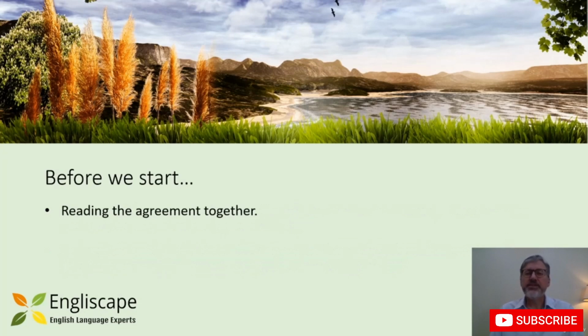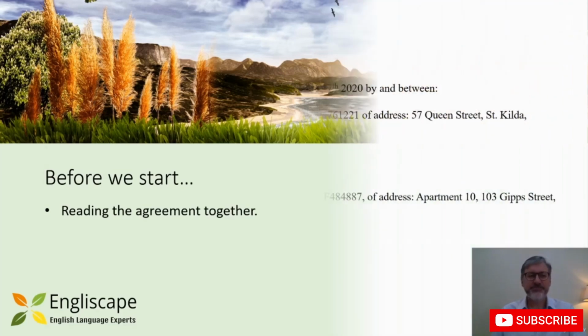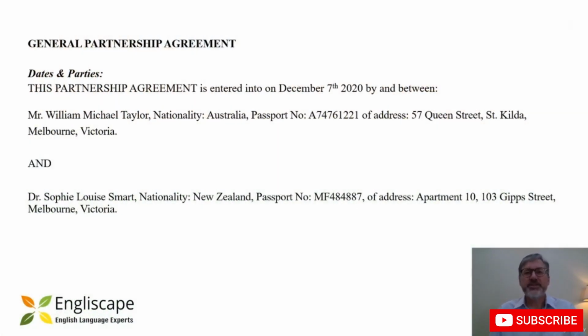Now, before we start, you have a choice. I will read through the General Partnership Agreement and explain any words or ideas that might be difficult. Or, if you are happy, you can skip this part of the video and read the contract yourself, then answer the questions. If you're happy with that, skip this video. Otherwise, let's go on. This is the contract, an agreement between the two parties that want to form a partnership.